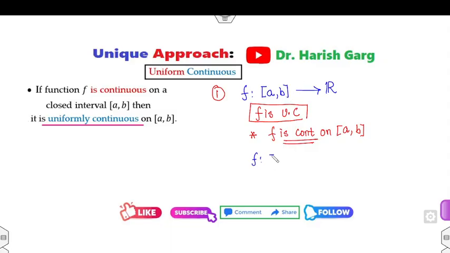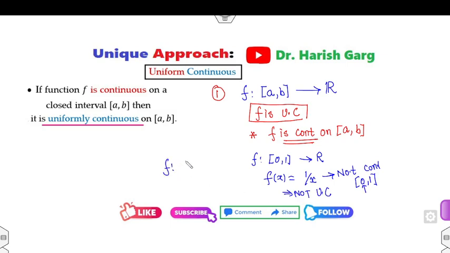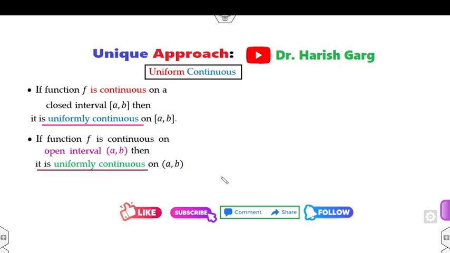For example, if my domain is (0, 1] and the function is defined as 1 over x, is it uniformly continuous? Clearly, this function is not continuous on the closed interval [0, 1] because of this 0. That means this function is not uniformly continuous. However, if the domain is [1, 2] to R and the function is again 1 over x, then 1 over x is continuous in this closed interval, so it is uniformly continuous.